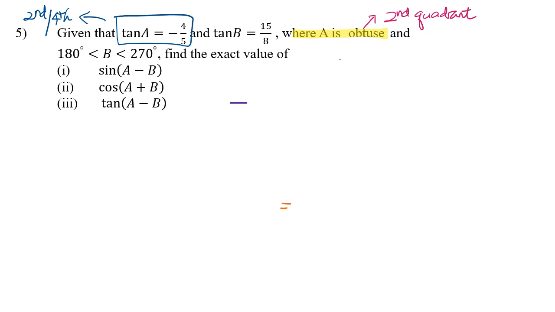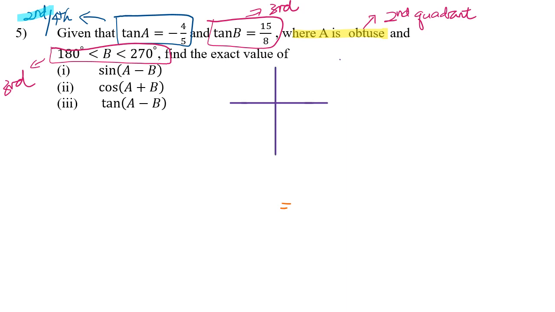All right, so now let's look at angle B. Angle B is between 180 and 270, so that will be in the third quadrant. For tangent to be a positive value, under the ASTC, that will happen in the first and the third quadrants. So the intersecting quadrant will be the third one. With this information, we can now draw the right angle triangle at the correct quadrants. Let's start with angle B first at the third quadrant.